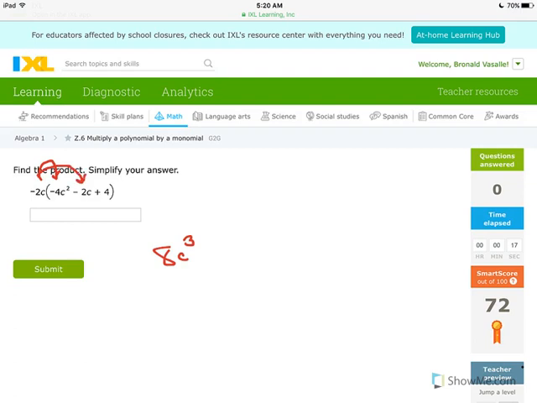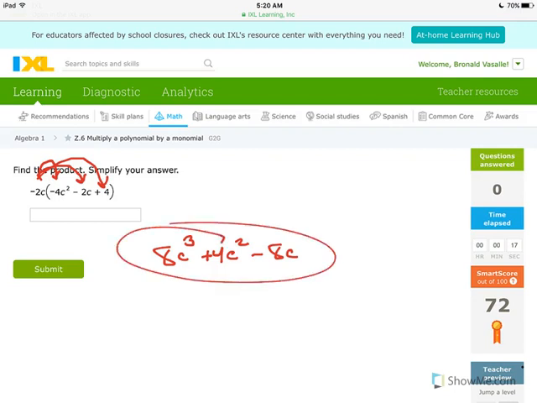For the next one, negative 2 times negative 2 should get you positive 4. And then multiply the c's. C times c is c squared. And the next one, the negative 2 times the 4, that should get you negative 8. And then we have the c. And that should be your final answer.